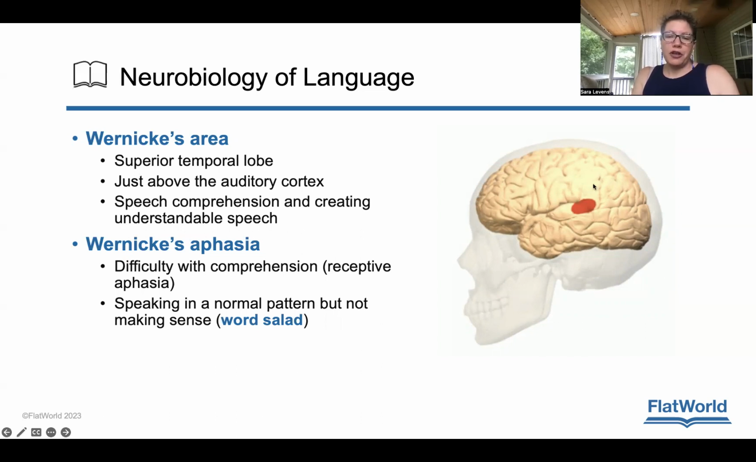So with Wernicke's area, it's just again above the auditory cortex, which is right here. And this is involved in speech comprehension and creating understandable speech. So Wernicke's aphasia is difficulty with comprehension. So they actually have receptive aphasia. They really can't figure out what you're trying to say to them.